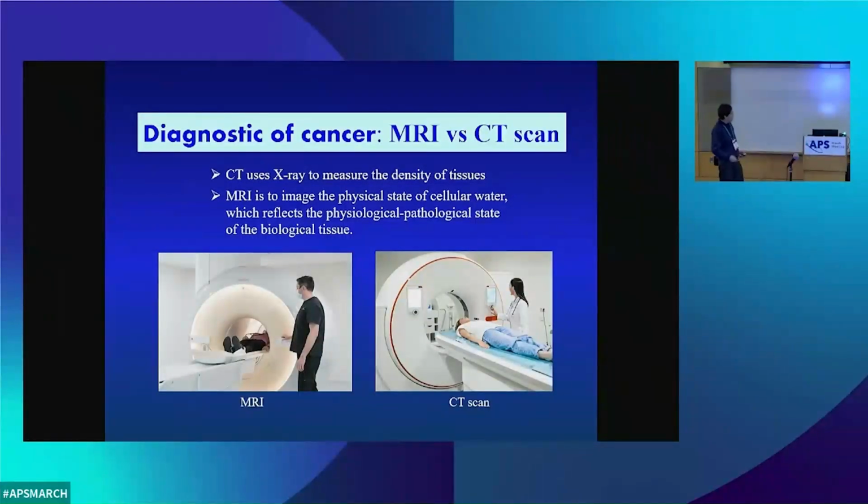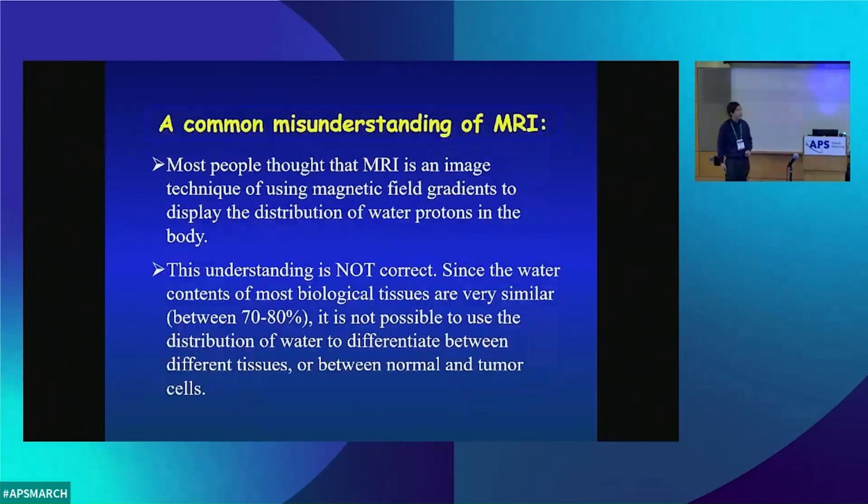Of course, if we go to the hospital, the major diagnostic technologies good for imaging would be the CT scan and MRI. One thing I think is very clear to this audience is that they are very different, because CT uses X-rays to measure the density of tissue, and MRI is actually imaging the physiological state of the cellular water. Now, this point actually becomes more important later, okay?